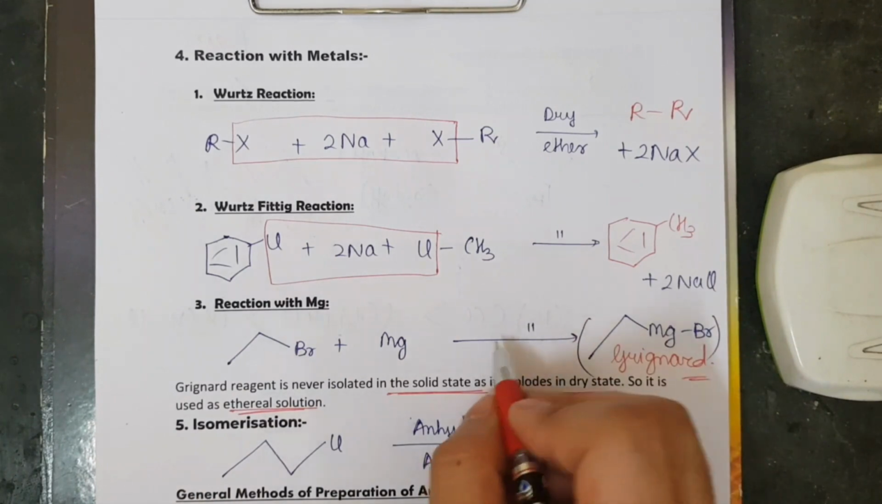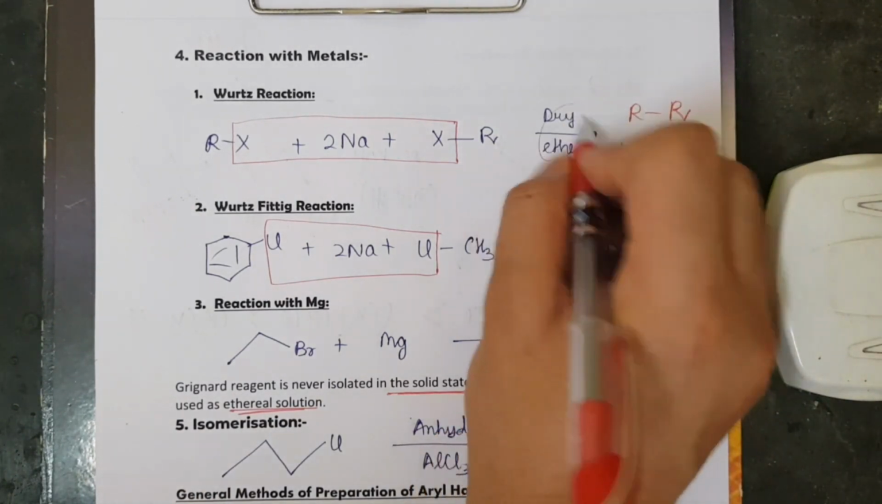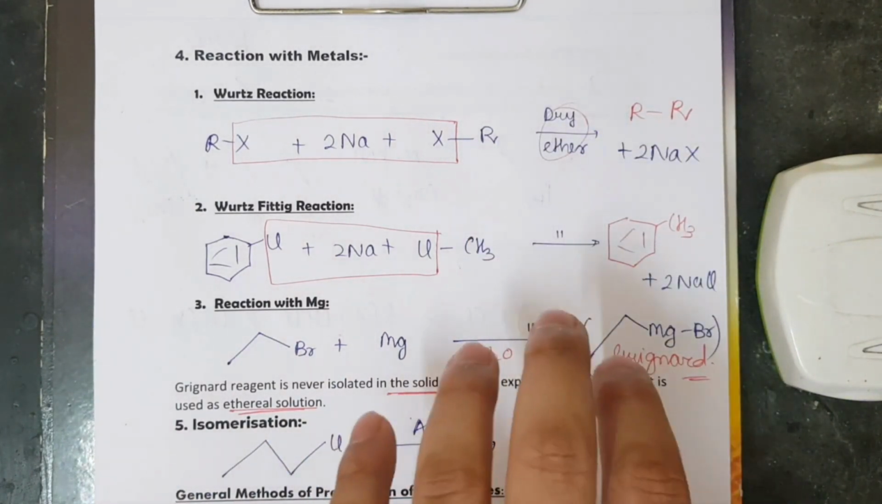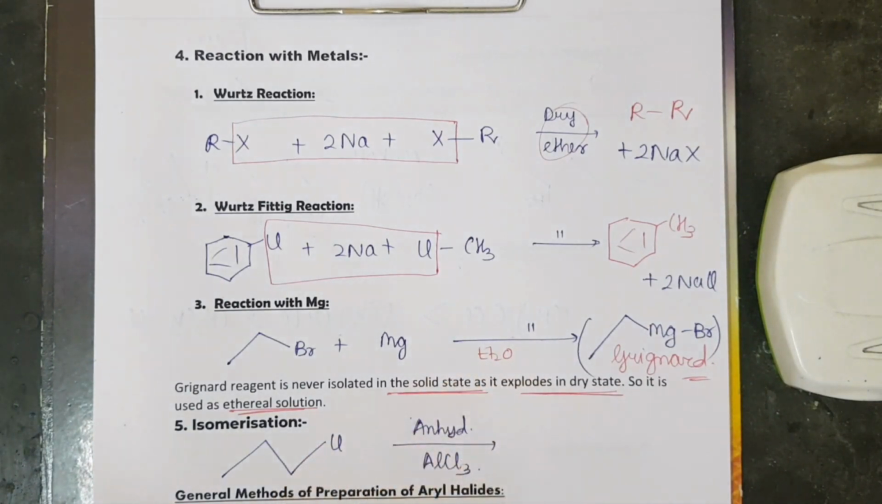That is why we always use some Et2O or dry ether, some aprotic solvent, so that it is not isolated in the solid state.